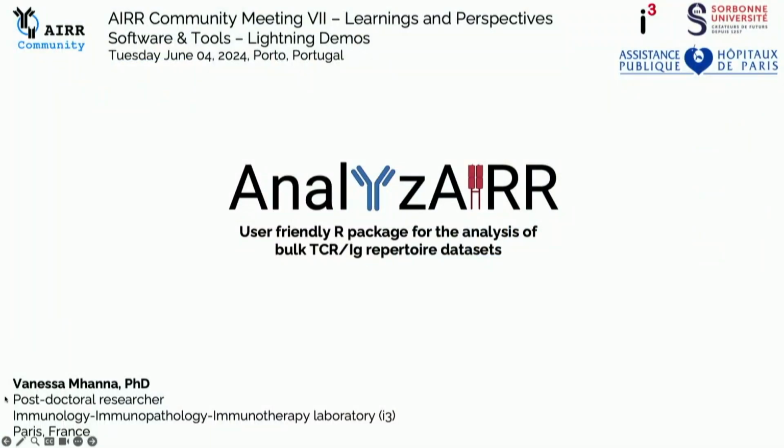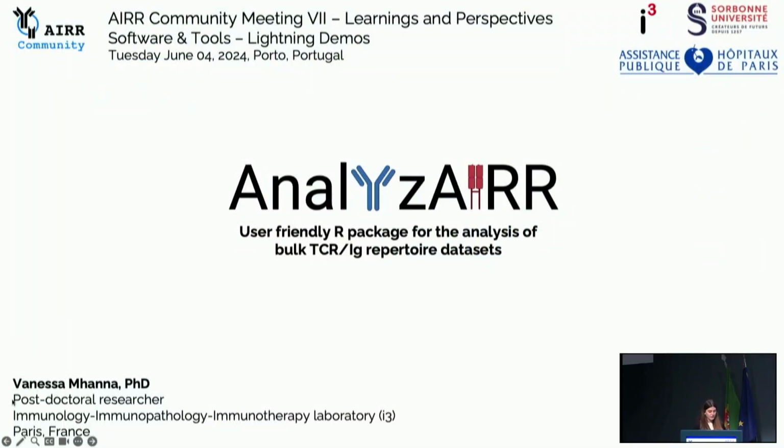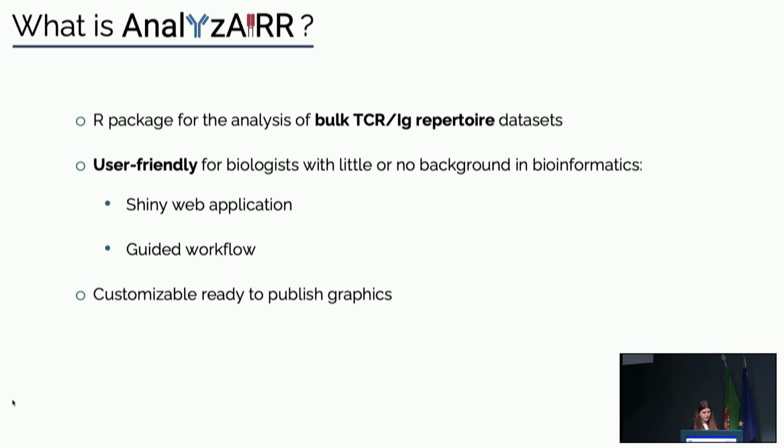Hello, I'm Vanessa. I'm from the I3 lab in Paris. And today I'm going to present you AnalyzAIRR, which is a user-friendly R package designed to analyze mainly TCR repertoire datasets, but also Ig repertoires. Although AnalyzAIRR is developed in R, it is user-friendly for biologists with little or no background in bioinformatics, and it is complemented with a Shiny web application and a guideline that details every analysis proposed with some use cases that can help the user in their analysis.